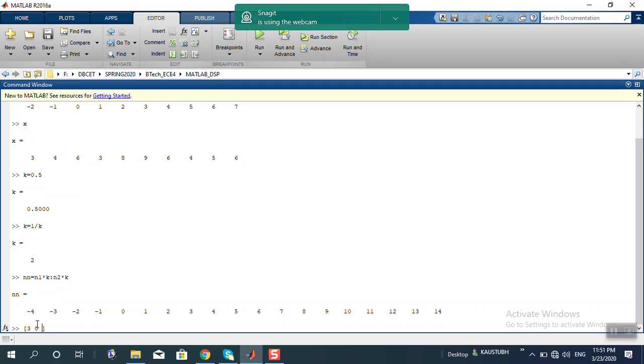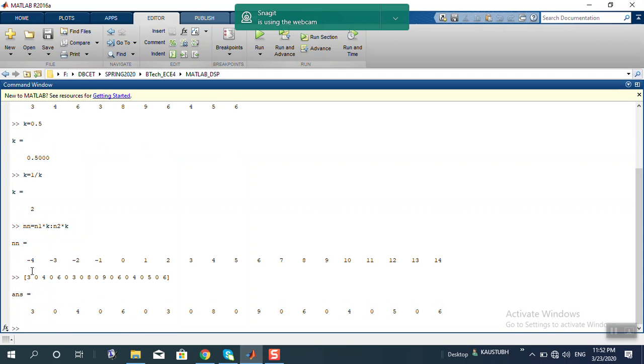3 0 4 0 6 0, then 3 0 8 0 9 0 6 0 4 0 0 5 0 6. So you see at minus 4 it will be 3, at minus 3 it will be 0, minus 2 it will be 4, and so on and so forth. At 14 it will be 6. So this will be your result.